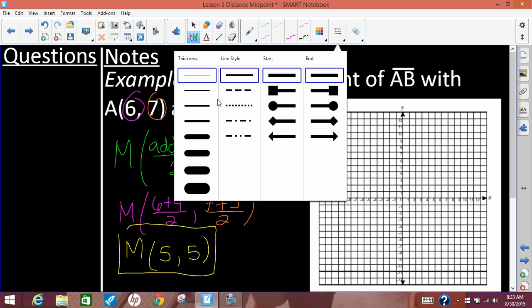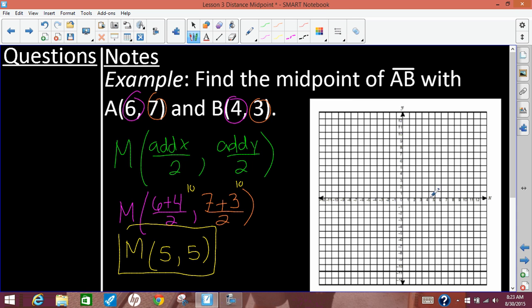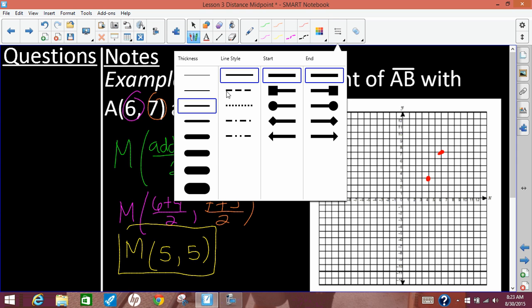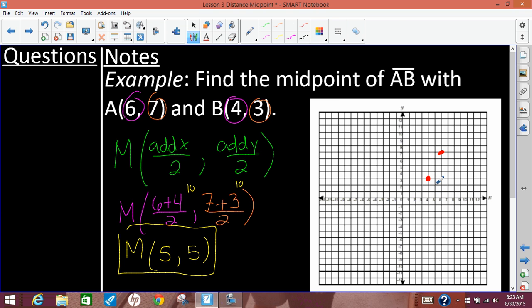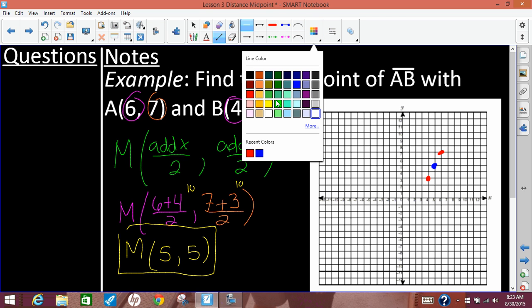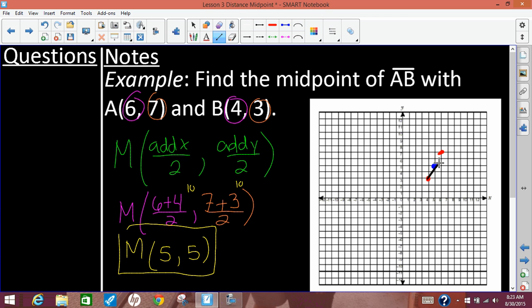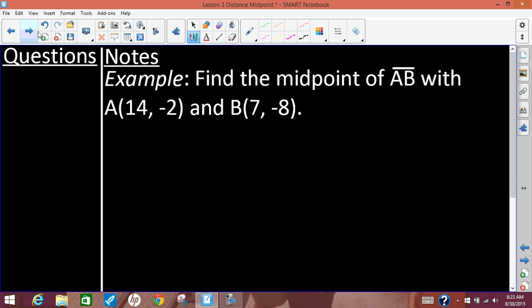So let's show that over here. We started with 6, 7, and 4, 3. And we said that the midpoint is 5, 5. And you can see that if we did draw a segment in between there, that 5, 5 would be in the middle. So again, pause here, find the midpoint of segment AB with these new coordinates.